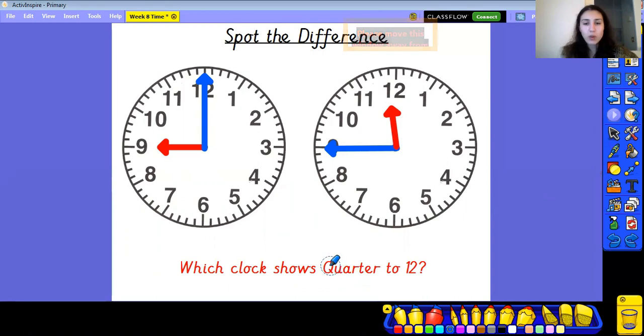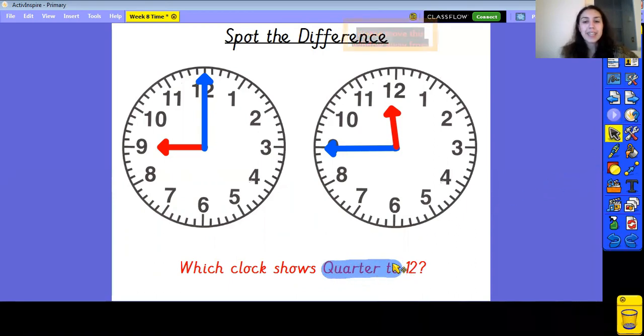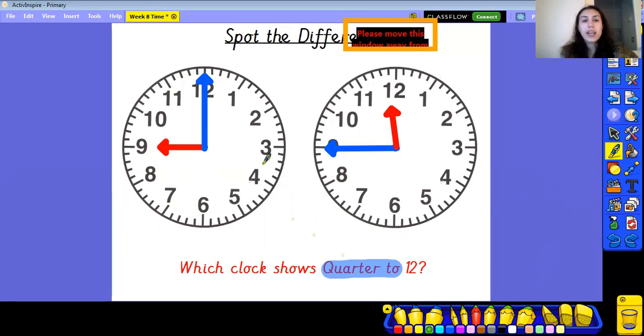So again, that phrase 11:45 tells you that the minute hand is a quarter of the way from the next hour. It's going to the o'clock. So we can see here that the minute hand is pointing at the o'clock. It's not a quarter to it, so that is in the wrong place. Whereas here, the minute hand is pointing straight over the 9. It is a quarter of the way to the next hour. So here, that is correct.